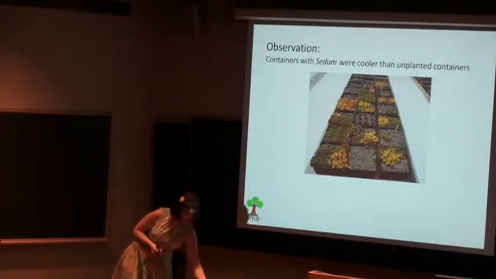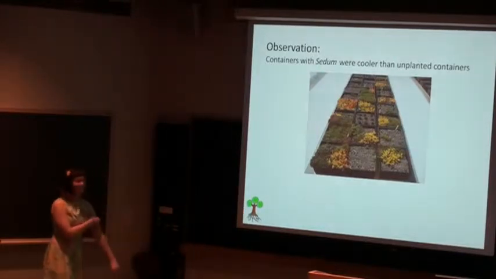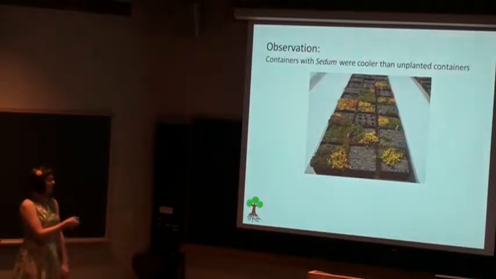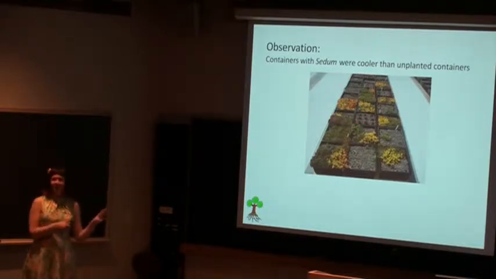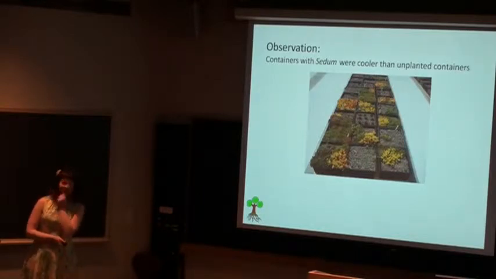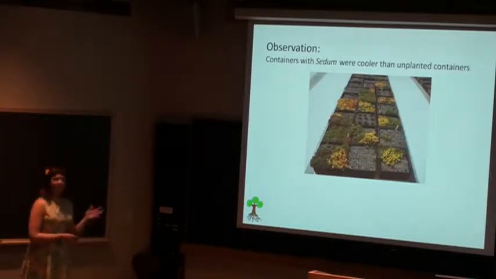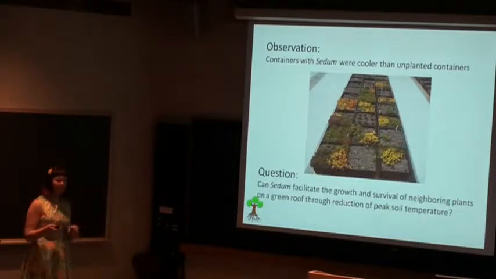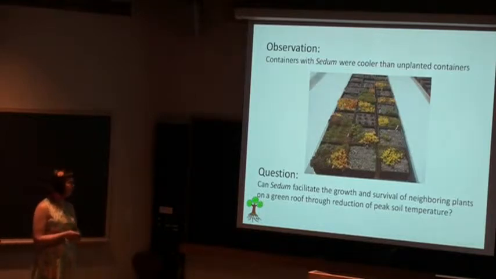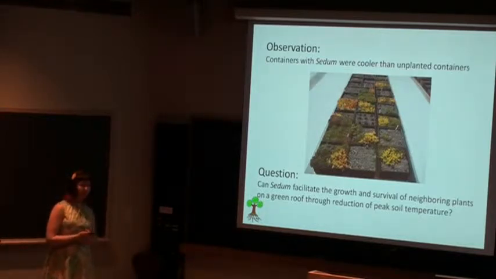So back in 2007, this is what the plots looked like at the end of the summer. You can see that the sedums are all happy and green, and then we have some corpses of the other plants, dried and brittle. And I was kind of humiliated by this, but Colin looked at this and said, oh, this is very interesting. And he observed that the containers with sedum were much cooler than the ones without sedum. And so we formulated this research question of, can sedum facilitate the growth and survival of neighboring plants on a green roof through reduction of peak soil temperature?